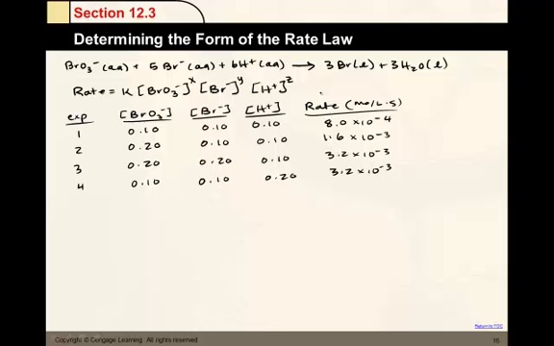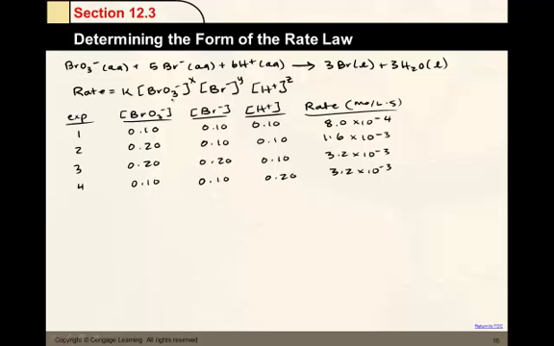Here's an example of figuring out the rate law. In the beginning, you can see I've written the actual reaction between bromate ions and bromide ions in an acidic solution. If we want to figure out the rate law, you can see rate equals k times [BrO3⁻] to the x, [Br⁻] to the y, and [H⁺] to the z. The x, y, and z are just placeholders for numbers that are going to be the order of that particular reactant in that reaction.